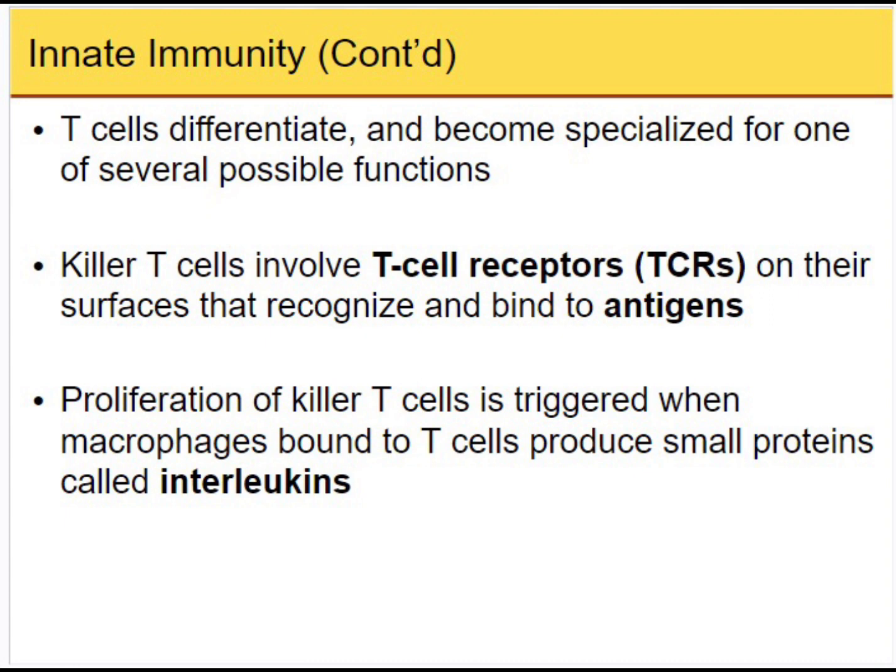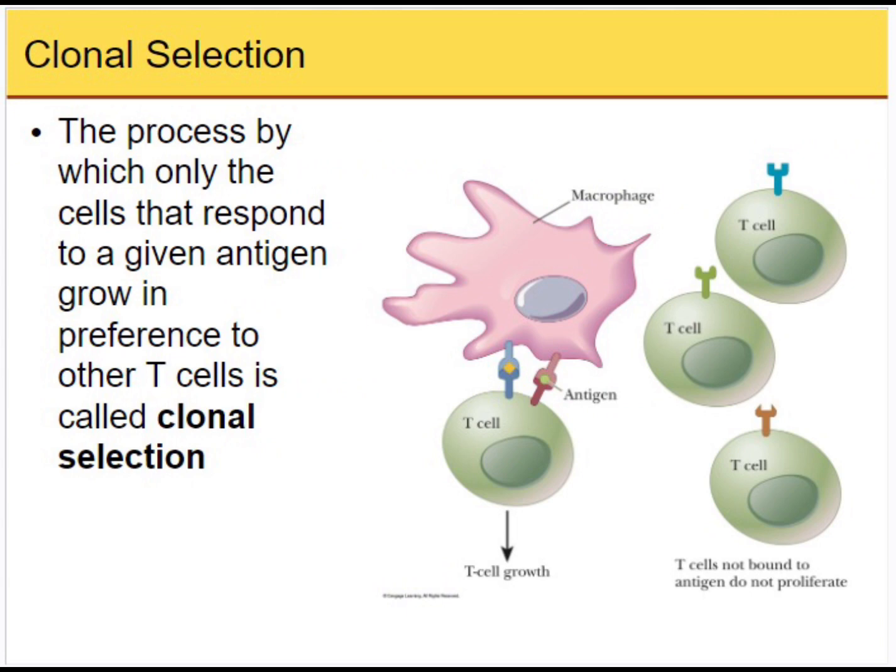Killer T cells have T cell receptors, TCR, on their surface that recognize and bind to antigens. Proliferation of killer T cells is triggered when macrophages bound to the cell produce small proteins called interleukins. Clonal selection is the process by which only the cells that respond to a given antigen grow in preference to other T cells. Macrophage, T cell, antigen, T cell growth. T cells not bound to antigen do not proliferate.